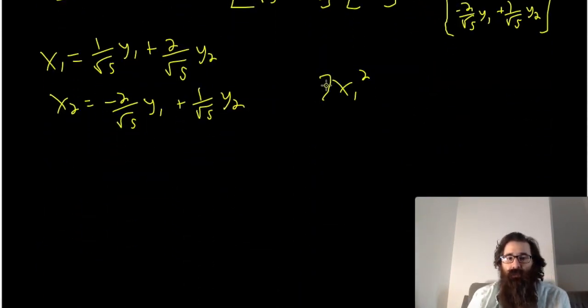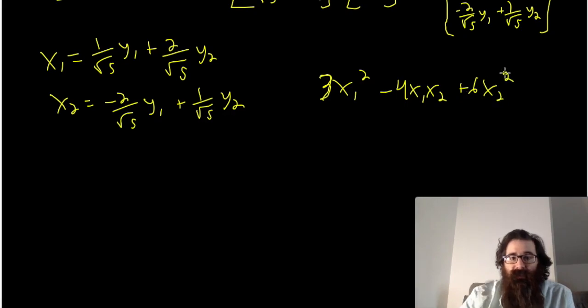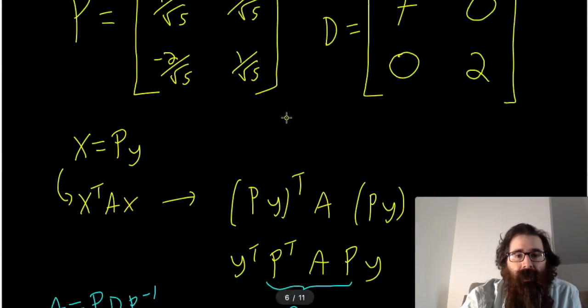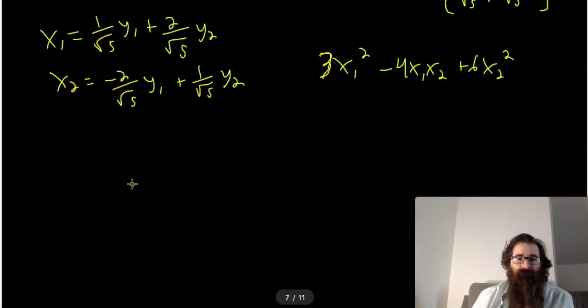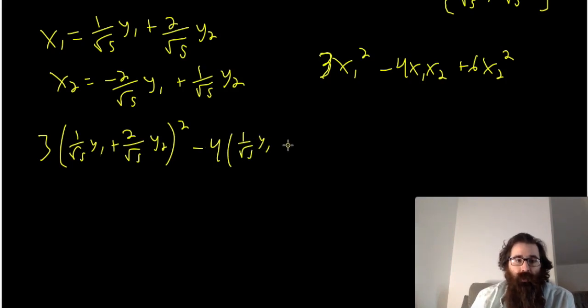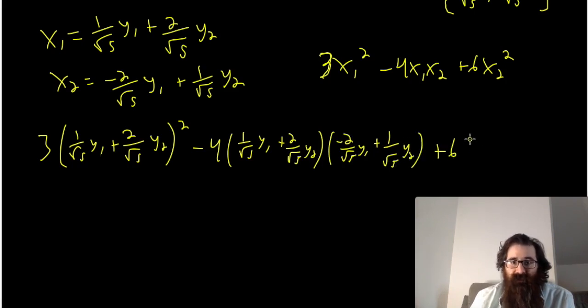That quadratic form was 3x1 squared, and then minus 4x1 x2, and then what was it? Plus 6x2 squared, I think. Let me double check. Yeah, 3, minus 4, 6. But now we're going to actually make these substitutions. So 3 times x1 squared, where x1 is 1 over radical 5 y1 plus 2 over radical 5 y2, and we're squaring it, minus 4 times x1 times x2, so 1 over radical 5 y1 plus 2 over radical 5 y2 times x2, which is negative 2 over radical 5 y1 plus 1 over radical 5 y2, and then plus 6 times x2 squared, where we replace x2 with negative 2 over radical 5 y1 plus 1 over radical 5 y2.